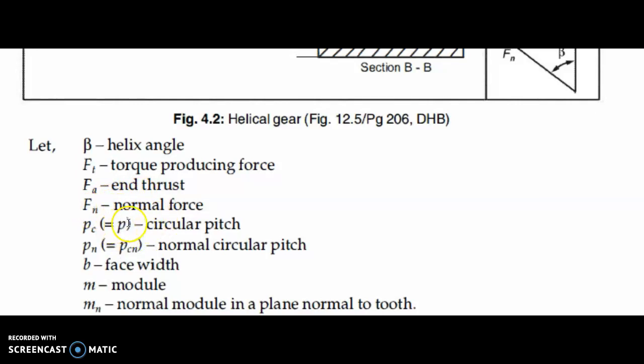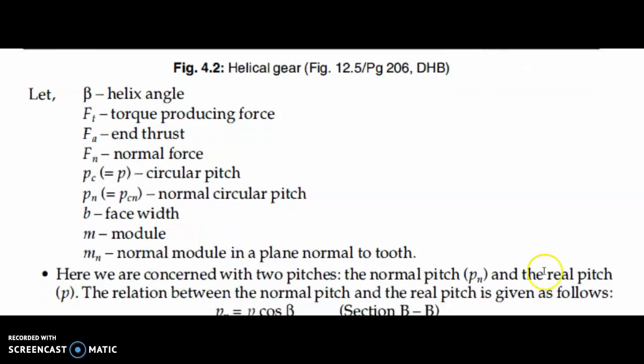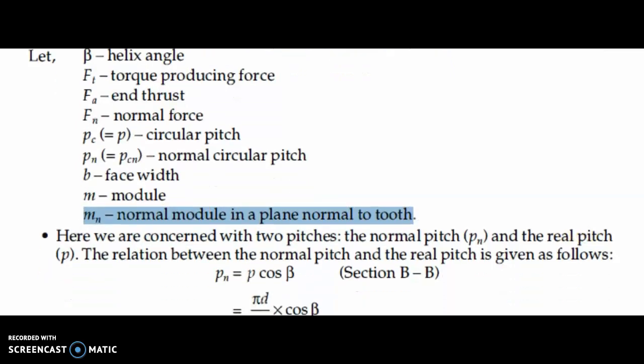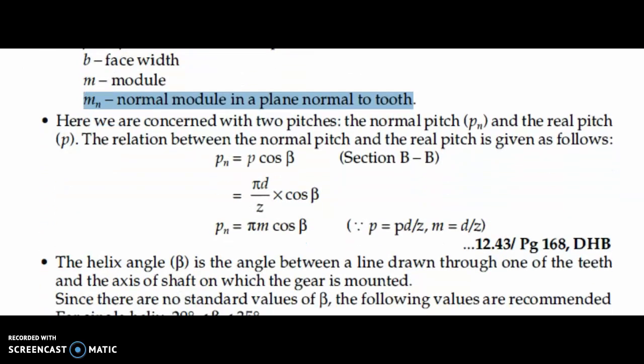Pc, generally we can denote it as P also, that is circular pitch. Pn is another term, that is normal circular pitch, and B is the face width that we already discussed in spur gear. And the next one is module, and Mn, that is another term we have to study here, termed as normal module. It is in a plane normal to the tooth. During the problem I can discuss how Mn will come.